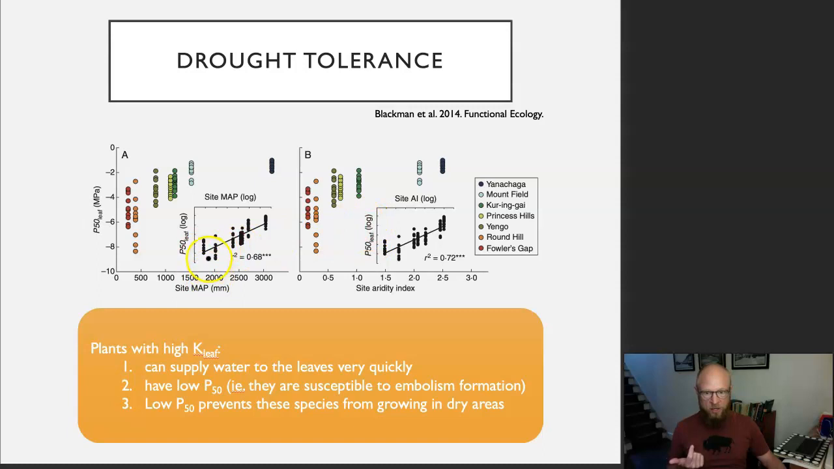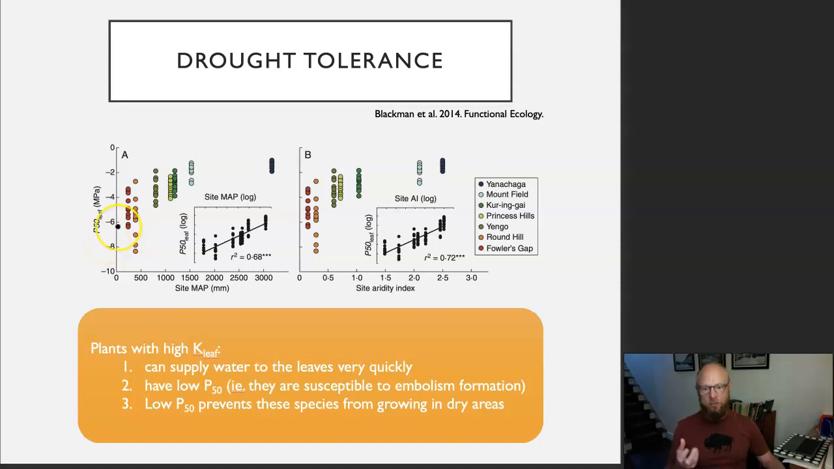Again, this figure shows plants growing in lots of different places around the globe. You can see this paper, if you want to see where these data are taken from, the paper there will describe these sites. But what we have is the mean annual precip of a site on the x-axis. So these are dry places, these are wet places. And then we have that P50, or the water potential that causes 50% loss in conductance. Again, the more negative this value, the more resistant those plants are to embolism formation.